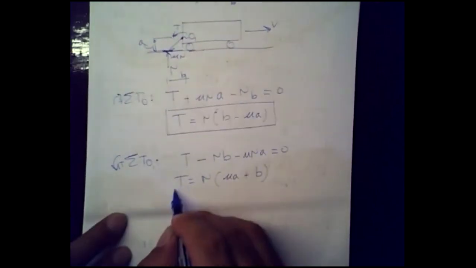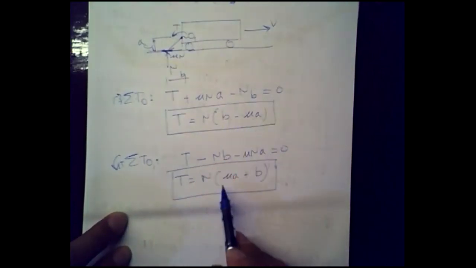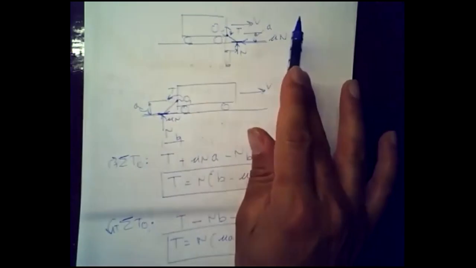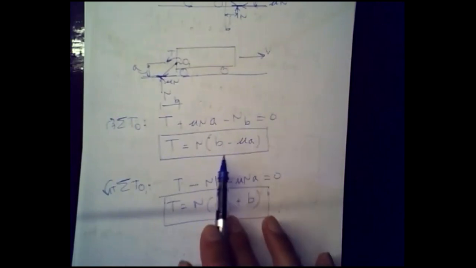So the main differences between these two torques are that here I have N times (B minus mu A), and here I have N times (mu A plus B). So you can already tell that you need less torque here to stop the car going in this direction than in this direction. And this is reflected over here. Here the torque is less. Why? Because I have B minus mu times A. In this case, the torque is going to be more because both of these terms are positive.